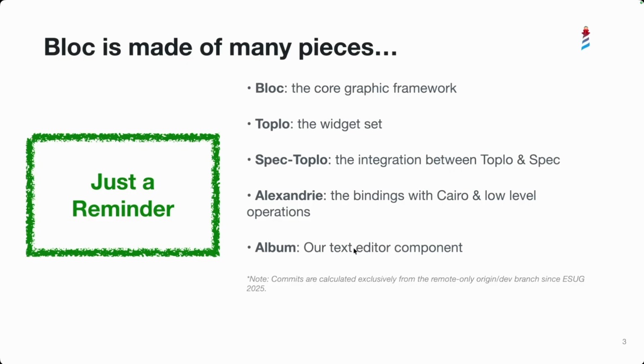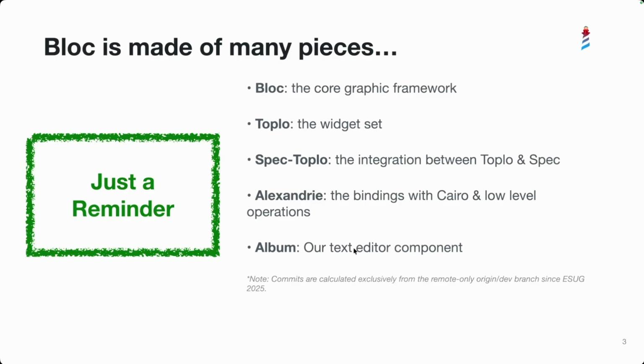Then we have two components that are more basic. Alexandria is the bindings with Cairo, which give us access to low-level operations. It's implemented to be as fast as possible, with the simplest FFI calls. We try to simplify in the sense that we try to minimize the impact of time. It has its complexity to use. It's not intended to be used directly, but if you want to use raw Cairo for an application that requires it, you can have Alexandria on top of it.